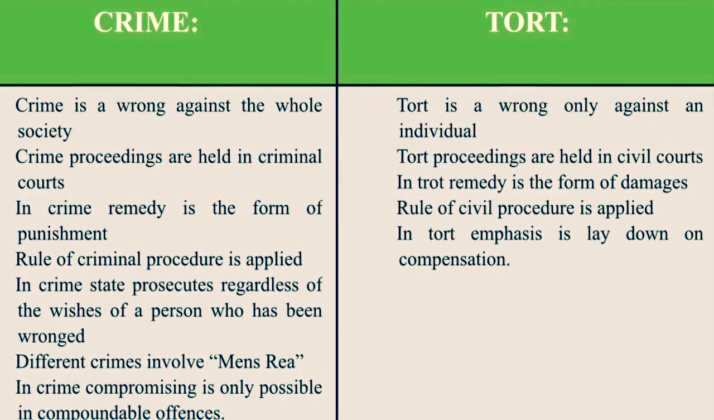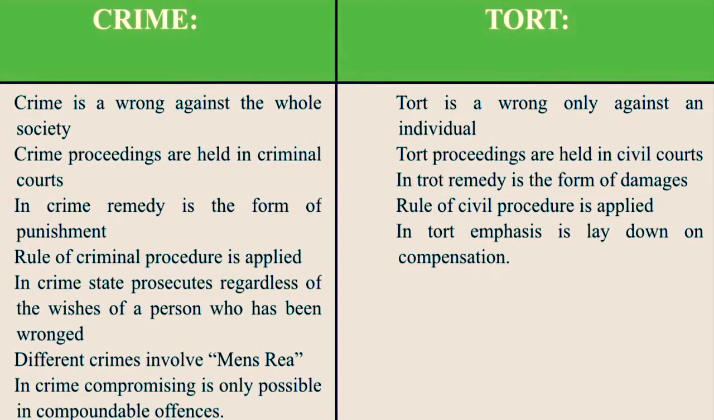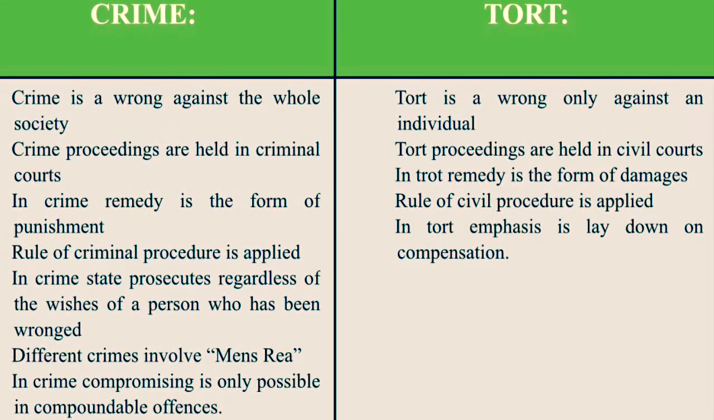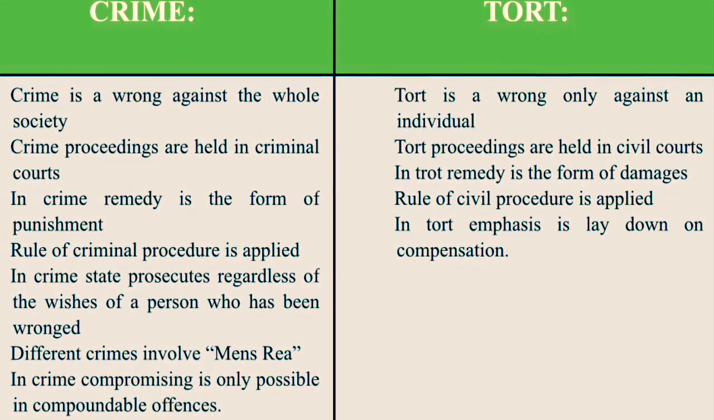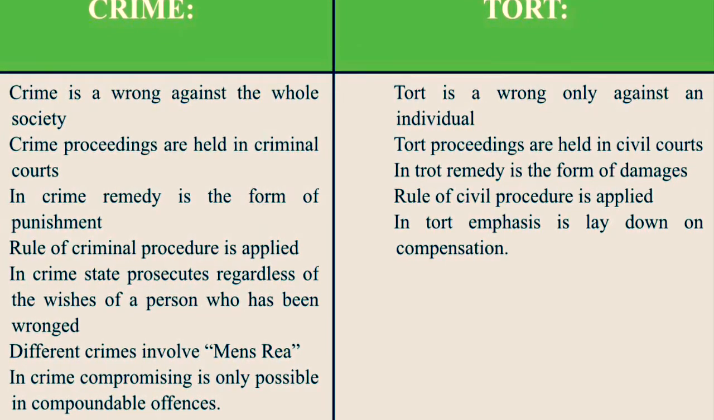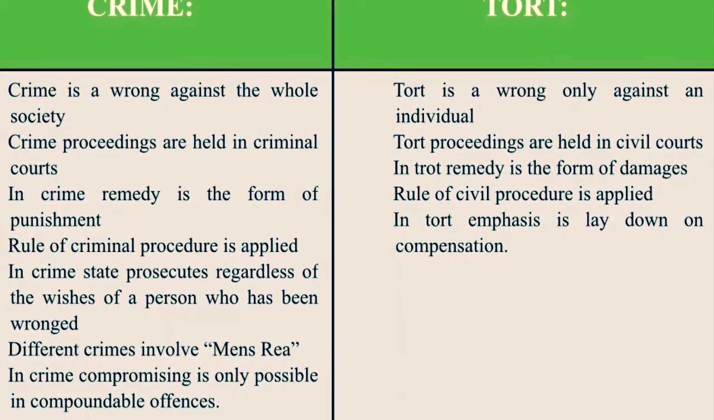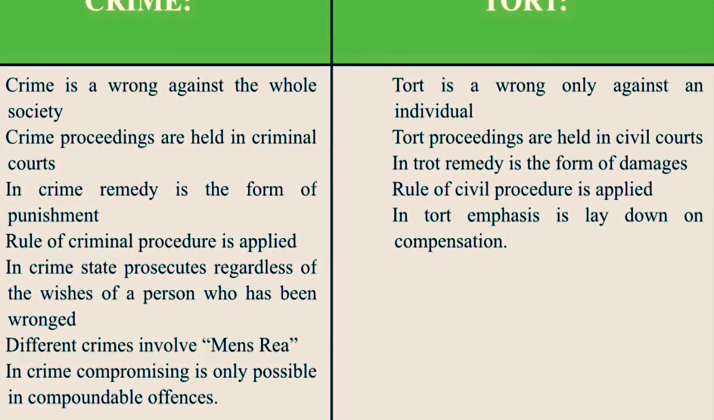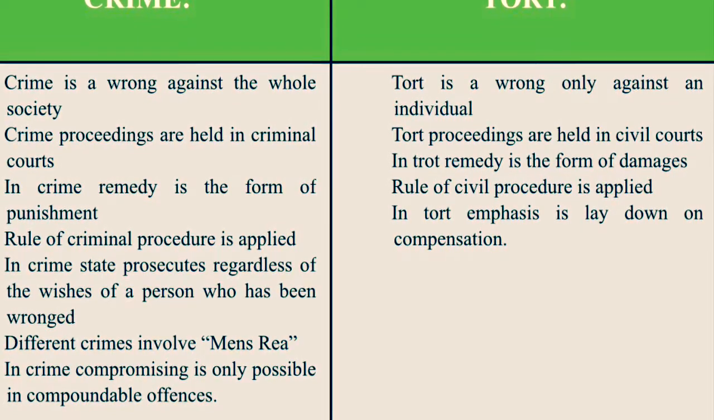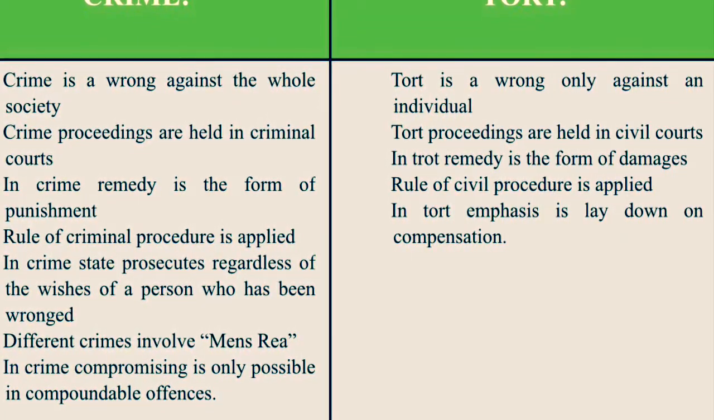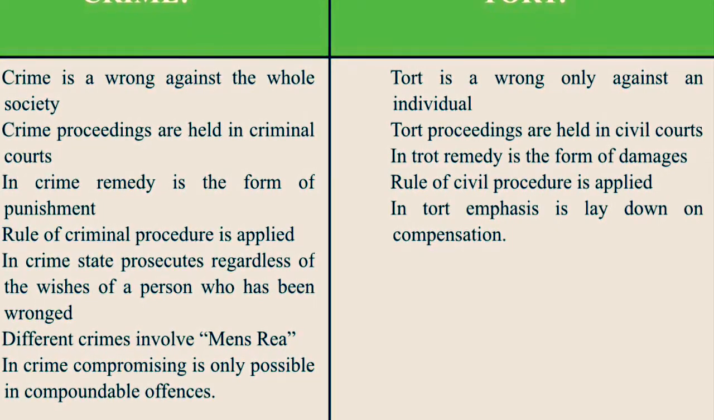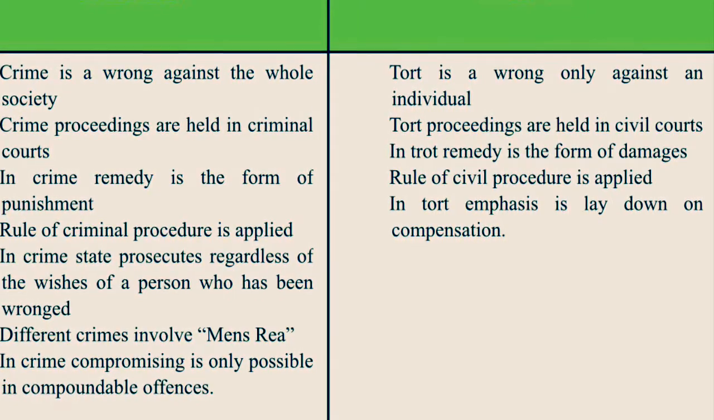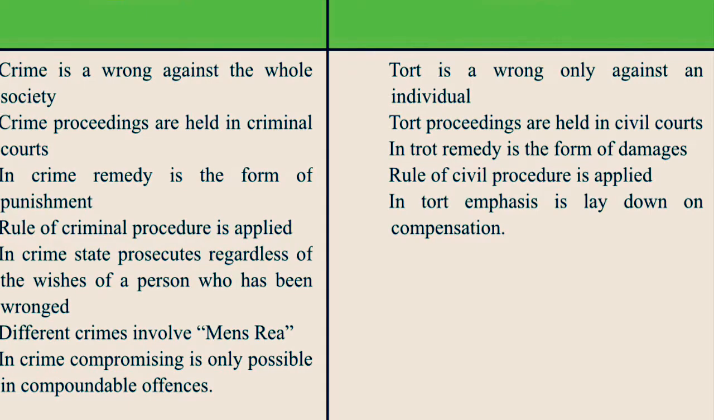While a crime is a wrong against the whole society, a tort is a wrong only against an individual. Crime proceedings are held in criminal courts, and tort proceedings are held in civil courts. In crime, remedy is a form of punishment, and in tort, remedy is a form of damages. Rule of criminal procedure is applied, and also rule of civil procedure is applied. In crime, the state prosecutes regardless of the wishes of a person who has been wronged, and in tort, emphasis is laid on compensation. And last, in crime, compromising is only possible in compoundable offenses.